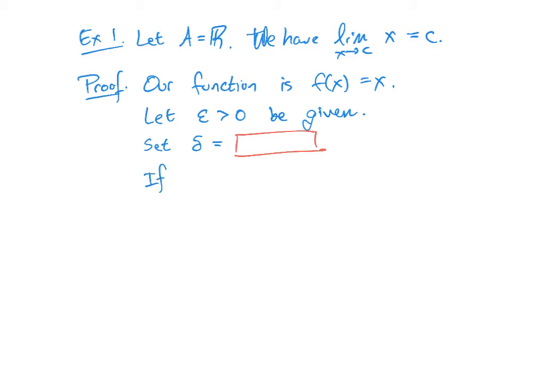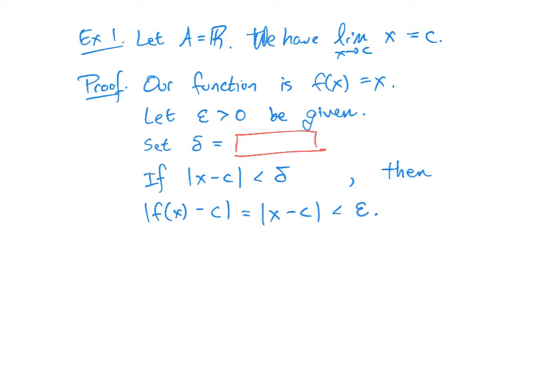And then what would we prove? We would prove if |x - c| is less than delta, then we want to prove that |f(x) - c|, that's the limit we want, which in our case is exactly the same as |x - c|, is less than epsilon. Okay. Now, that is what we want at the end of the day.